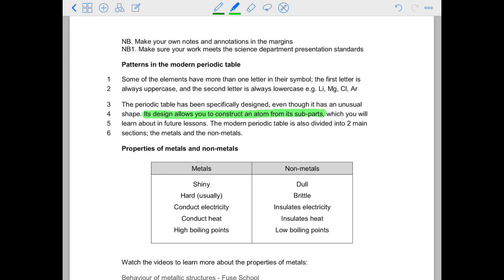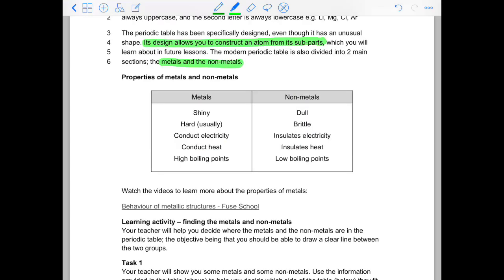What we're focusing on today is the 2 main sections that the periodic table is split into. We have the metals and the non-metals. So most of you do know what a metal is. If I were to hold up a coin, you would be able to say, yes, that's made out of metal. Whereas if I were to hold up a regular pen, you would say, no, the case of that isn't made out of metal. So that would be a non-metal.